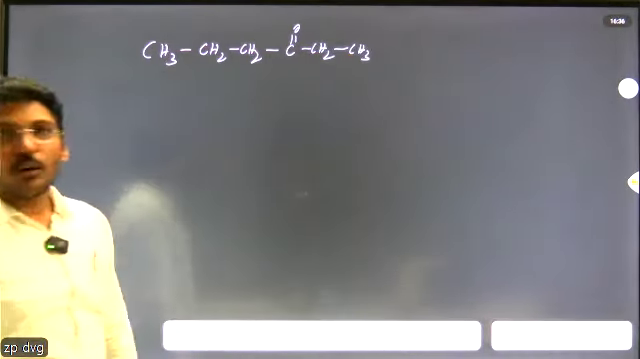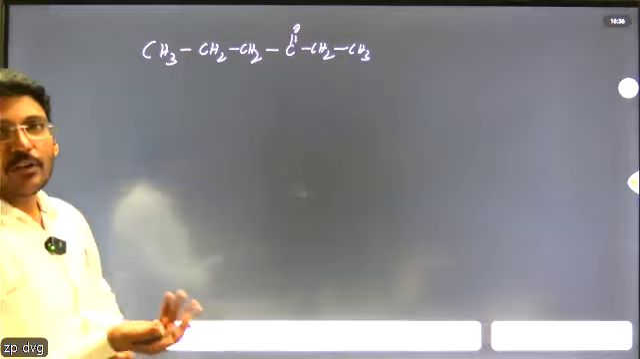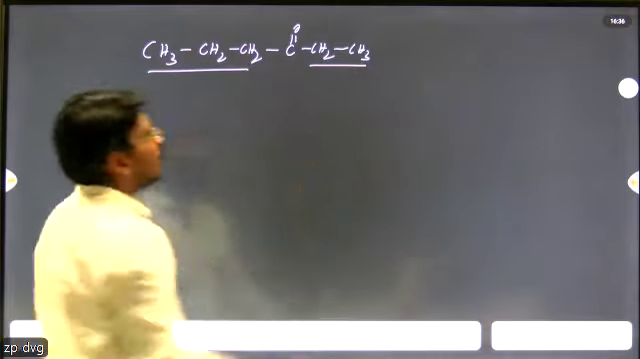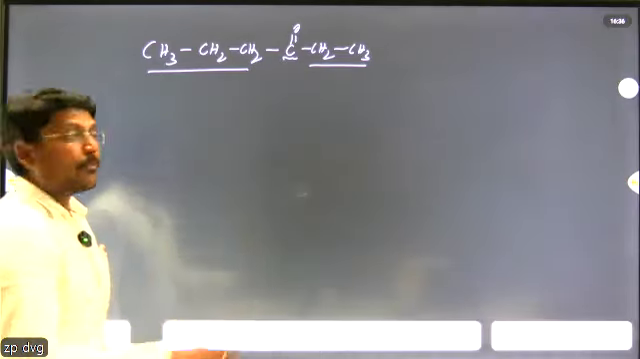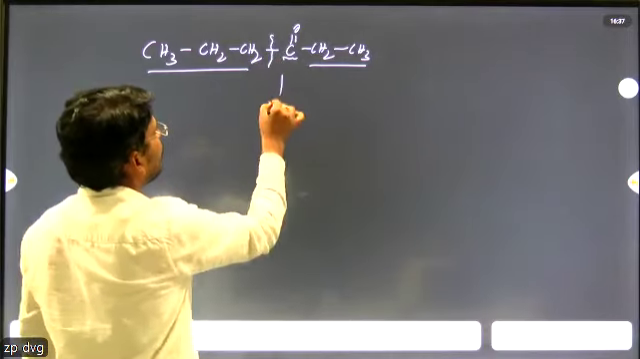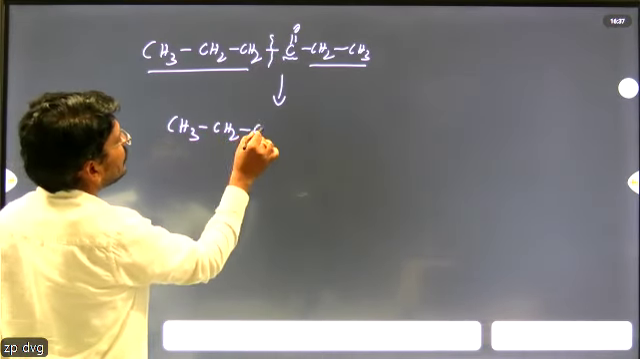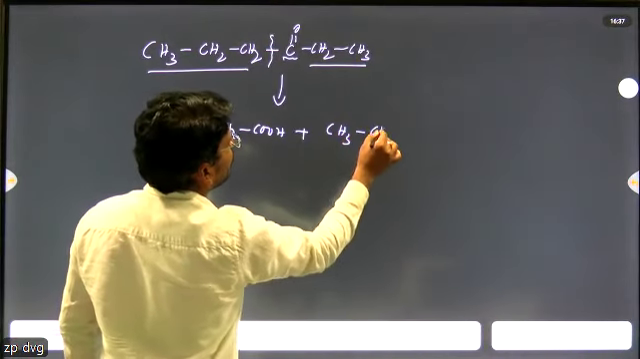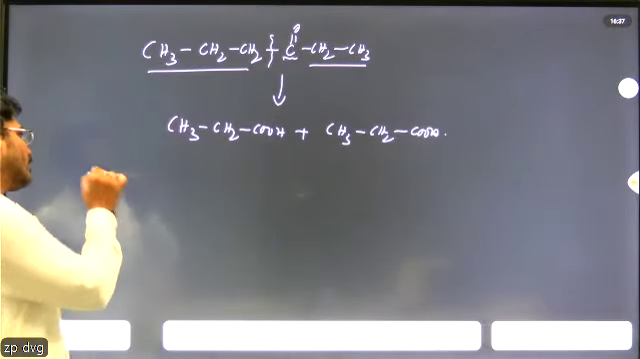When this undergoes oxidation in the presence of a strong oxidizing agent like KMnO4 or K2Cr2O7, here it contains 3 carbon atoms and here only 2 carbon atoms. According to Popov rule, the ketone will stay on the side that contains fewer carbons, so breaking of the bond will take place here. Then finally the answer will be CH3 CH2 COOH, and another component may be CH3 CH2 COOH. So this is the oxidation of ketone.